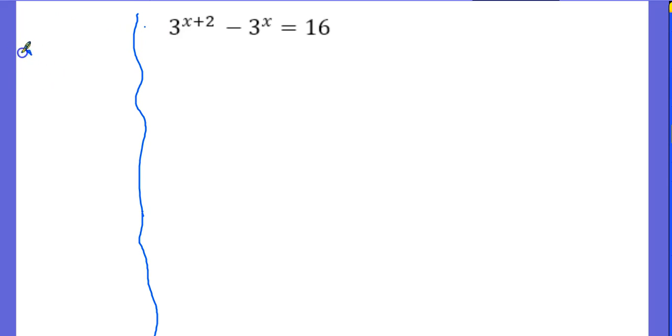If I have some base raised to some power plus another power, I can use my exponent rule that says that I can separate them. And I want to separate the exponents because I'd like to pull, in this situation, the x away from the 2. So I can rewrite this as b to the x times b to the y.